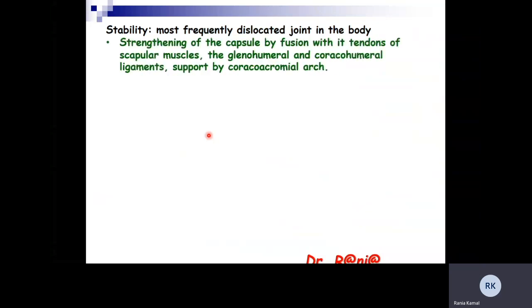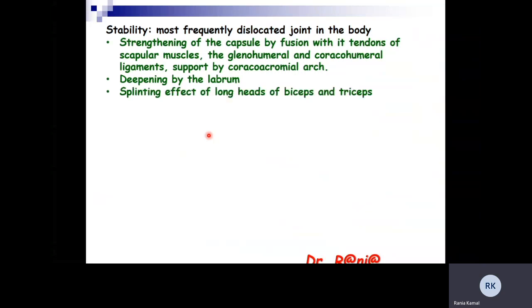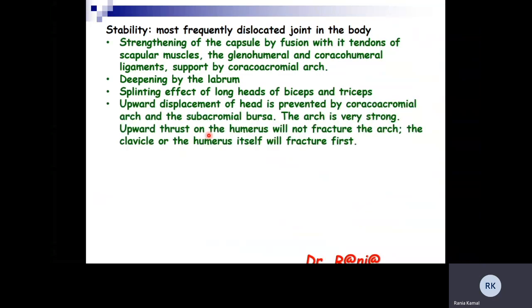Stability of this joint: actually, this joint is the most frequently dislocated in the body. The capsule is strengthened by fusion of its tendon with the rotator cuff muscles, reinforced by ligaments like the glenohumeral ligament and coracohumeral ligament, and supported from above by the coracoacromial arch. It becomes deepened by the glenoid labrum. Also, there is a splinting effect of the long head of biceps and the triceps. The upward displacement of the head is prevented by the coracoacromial arch and the subacromial bursa.